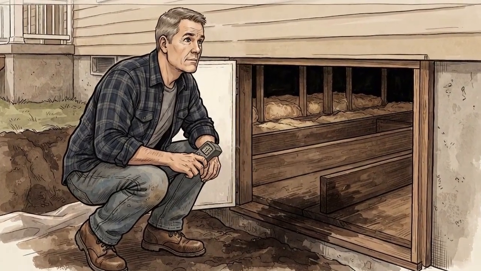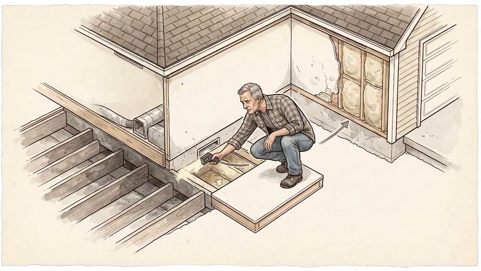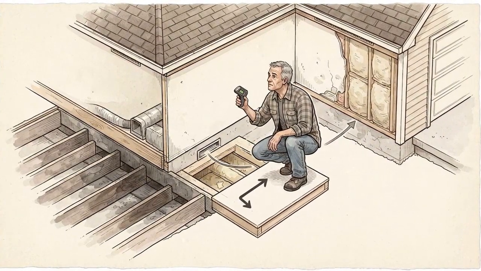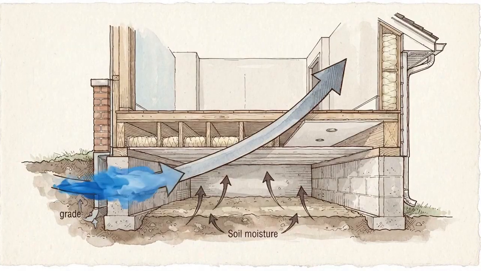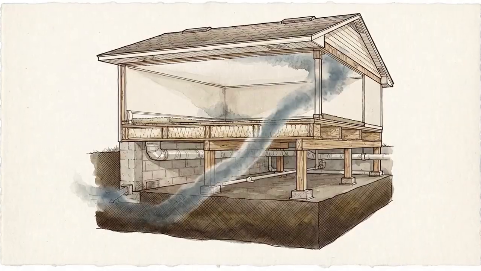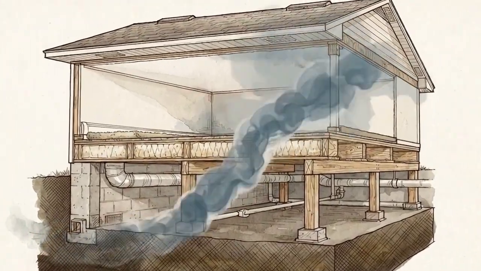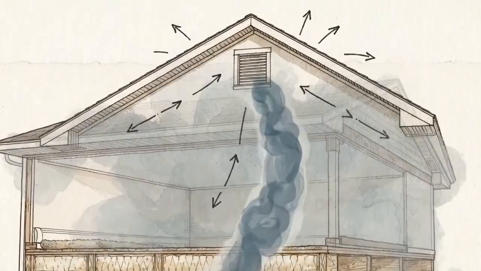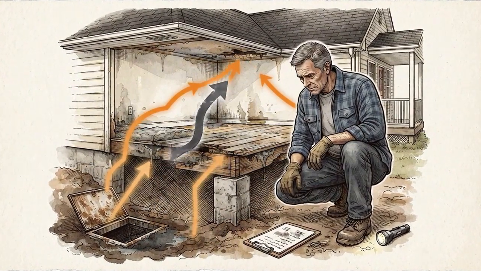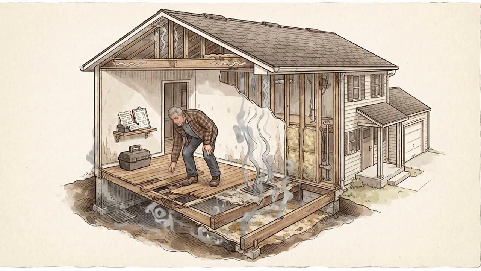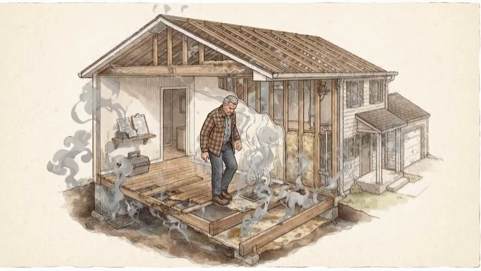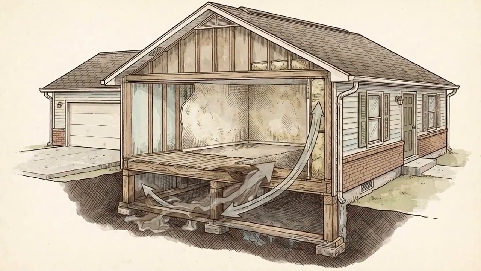The crawl space vent is one of the most documented cases of a building solution that inverts its own purpose under specific seasonal conditions. It does not fail occasionally or in unusual circumstances. It fails predictably in every humid climate, every summer, and the failure is written into the physics of the air itself. Before you understand the mechanism, you need to understand what the failure actually costs you. Because the damage does not stay down there.